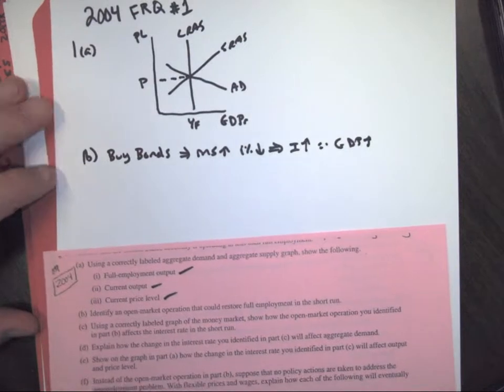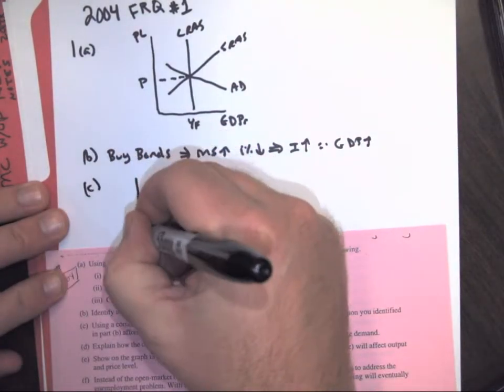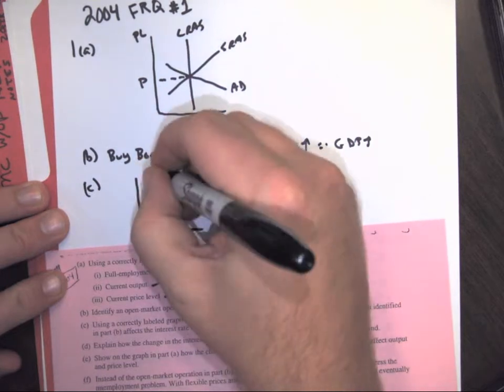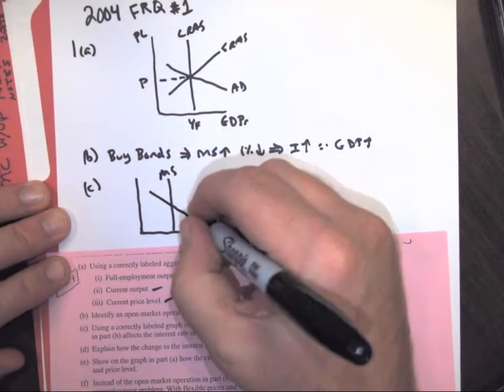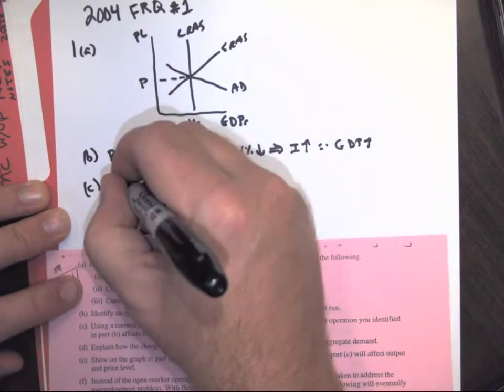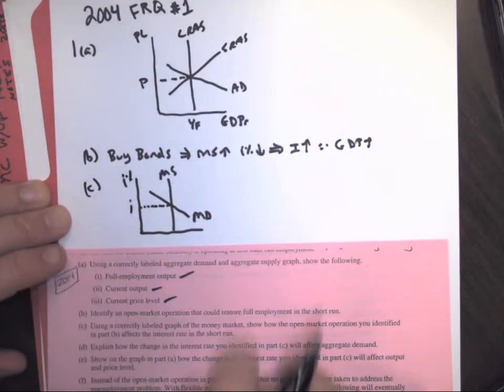What they want to see is a graph. So in part C, what we need to do is draw the money supply graph. So we're going to have our vertical money supply because the Fed has an absolute monopoly over it. We're going to have money demand. We'll have the nominal interest rate. And we'll have our current interest rate right there.